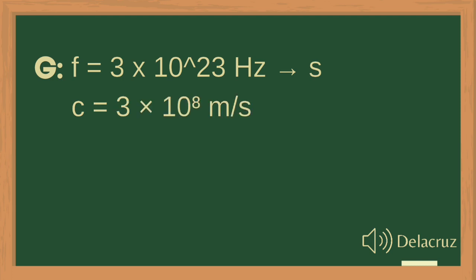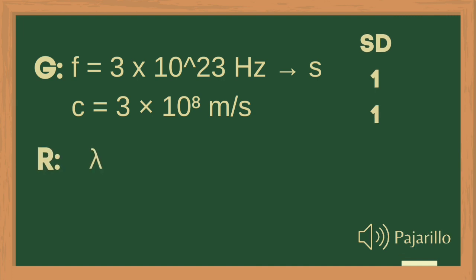Same procedure as the first solution. The given is frequency, 3 times 10 to the power of 23 Hz. You need to convert Hz into per second. Since we don't have wave speed, we will use the speed of light, which is 3 times 10 to the power of 8 meters per second. So required here is the wavelength.